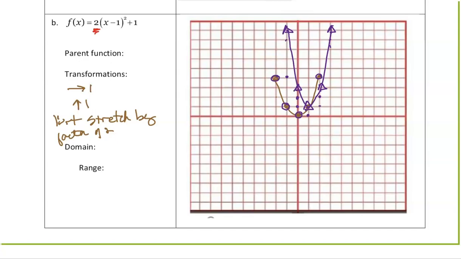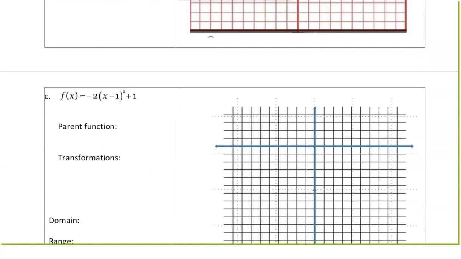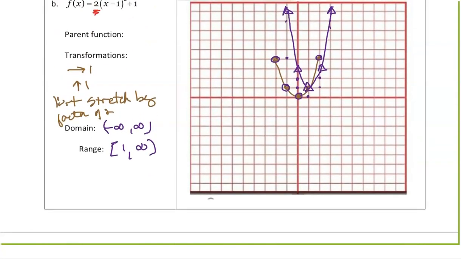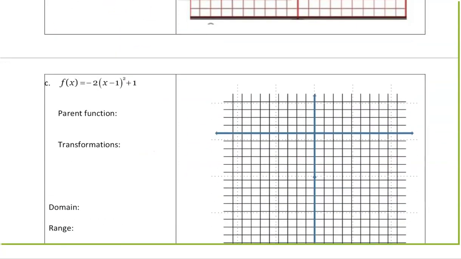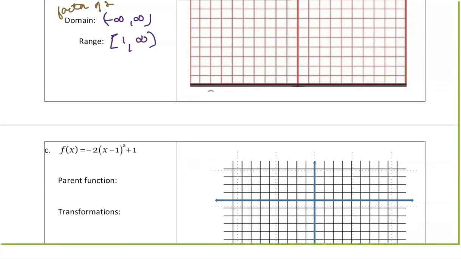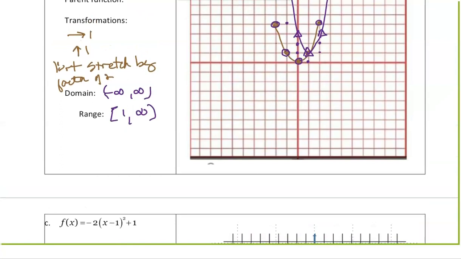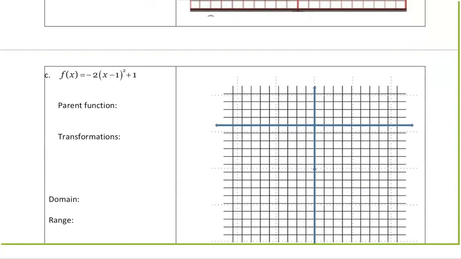Okay, domain and range. It's another parabola. That's still my domain. My range is going to start again at 1 and go to infinity. Done. Okay, next one. Look what's going to happen. I'm just going to take that curve I just plotted and I'm going to flip it over the x-axis. So I can grab this. Okay, I'm going to say copy. And I'm going to put that right here.